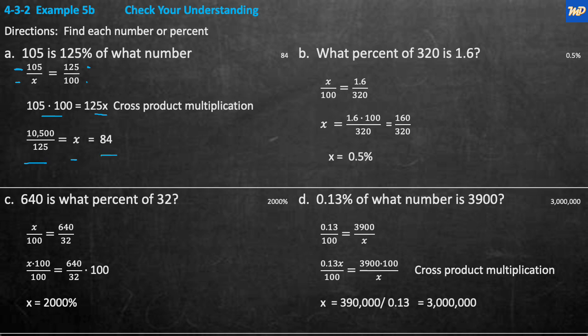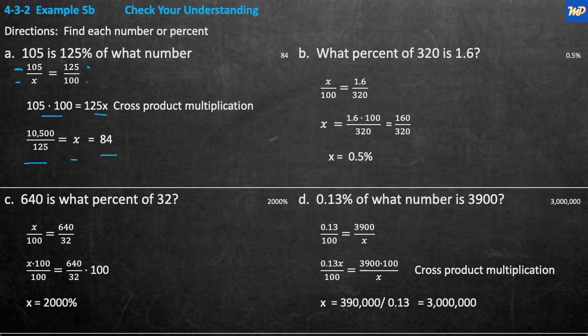So in our case here, 105 is 125% of the number 84, which is like putting your money in the bank and getting interest, right? You put in $84 and you're getting out $105. So it's bigger, right? And what does that mean? It means you gained 125% kind of a thing, right? It's 125% of what you started with. Pretty good. Okay, let's do the next problem.